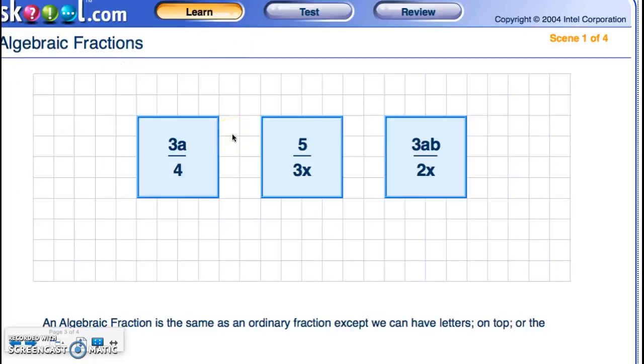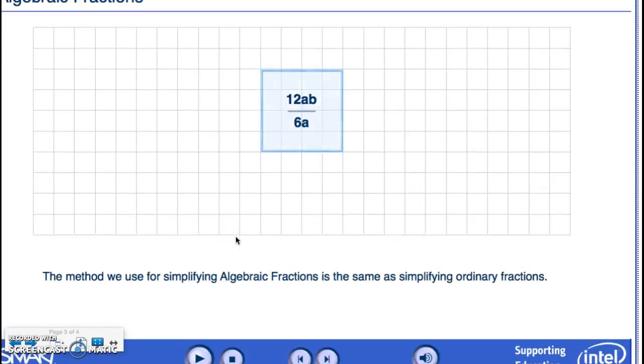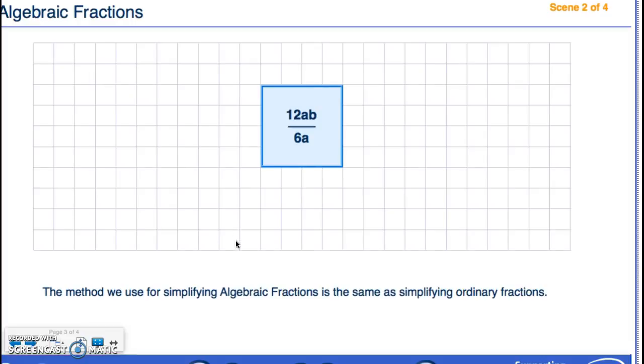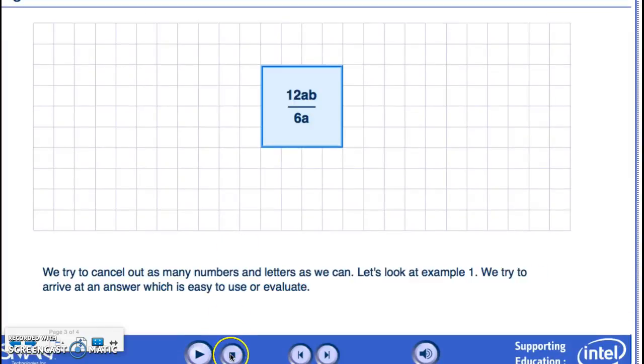An algebraic fraction is the same as an ordinary fraction, except we can have letters on top, or the bottom, or both. The method we use for simplifying algebraic fractions is the same as simplifying ordinary fractions. We try to cancel out as many numbers and letters as we can.